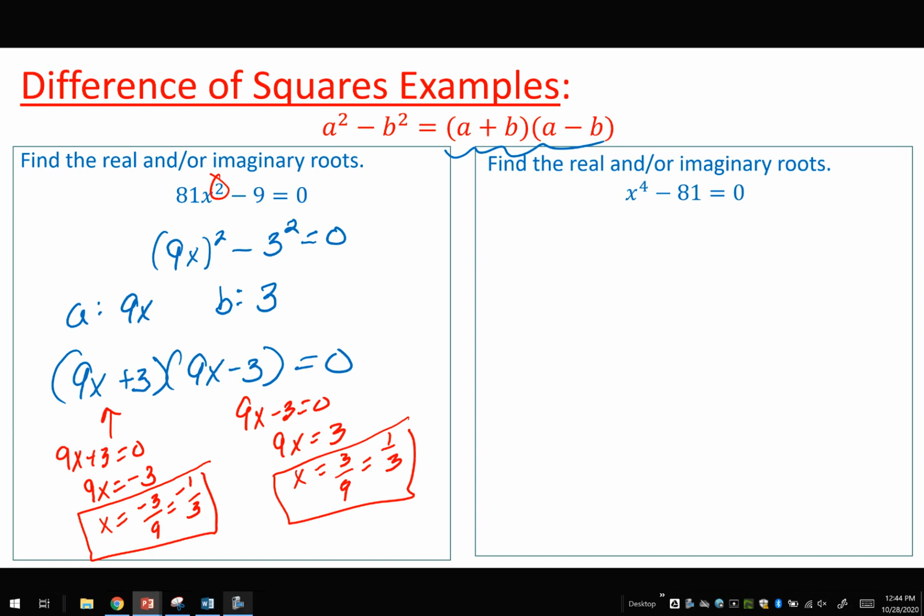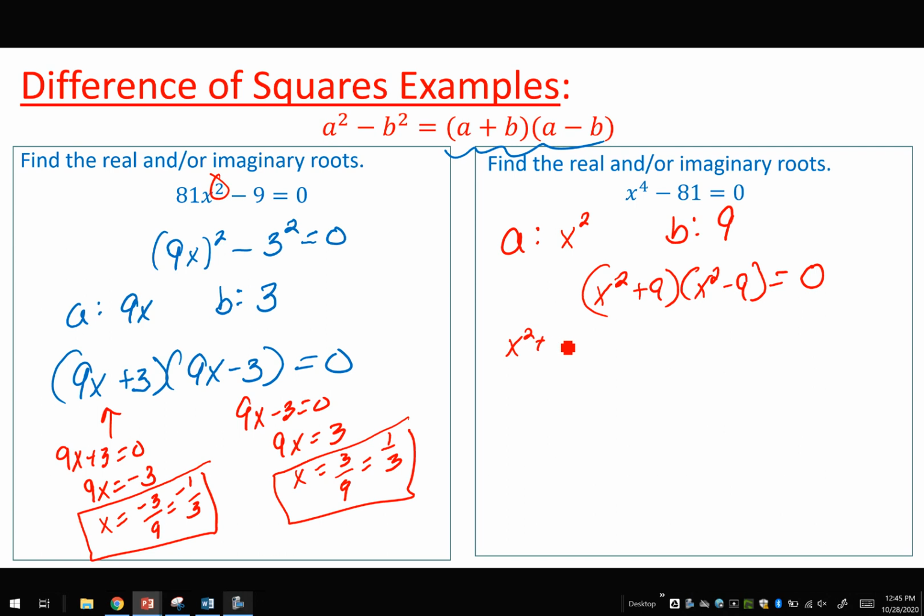X to the fourth minus 81 equals 0. What would my a and my b value be on this one? What would b be? What squared is 81? 9. What squared is x to the fourth? X squared. Because x squared squared is x to the fourth. So now this becomes x squared plus 9, x squared minus 9 equals 0.